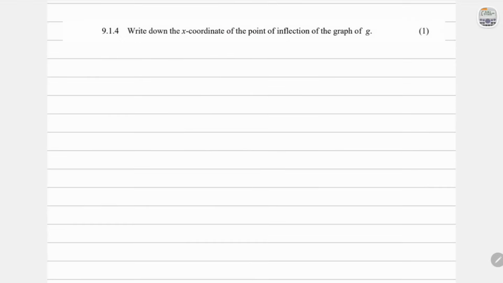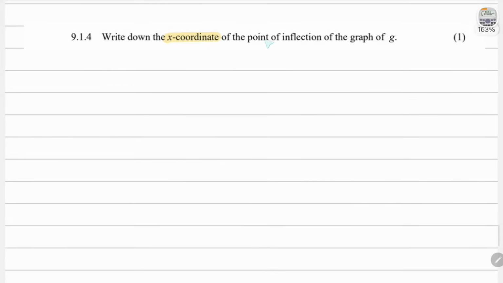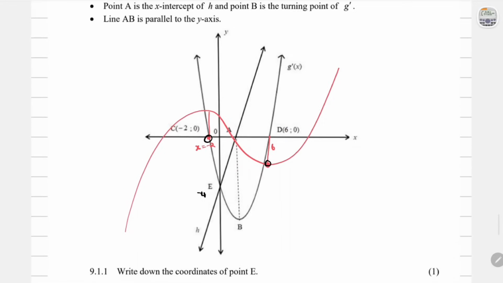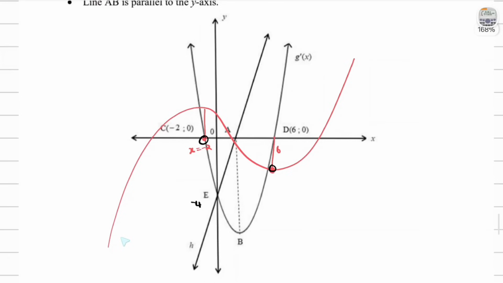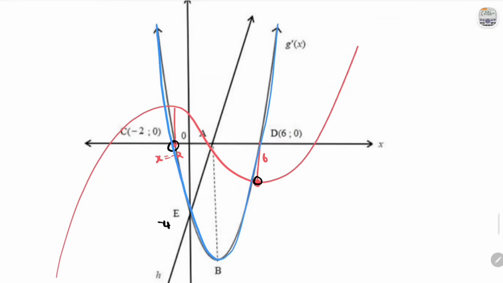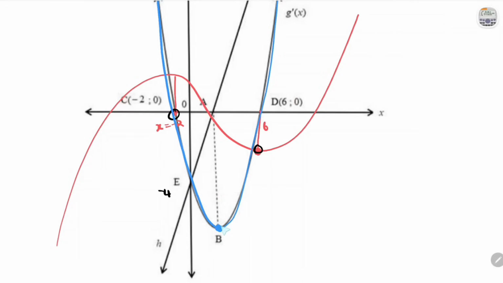Question 9.1.4 says, write down the x coordinate of the point of inflection of the graph of G. Okay, so let's see where this point of inflection is going to be. Looking at the relationship between the graphs, the cubic function, when derived, gives you a parabola. Now that's really all we need to find the point of inflection. The point of inflection of the cubic function is going to be found at the same x value as the turning point x value. So we would need to find exactly what that x value of the turning point is.